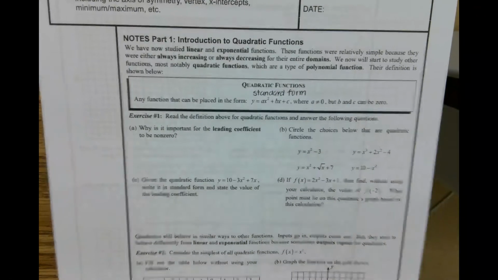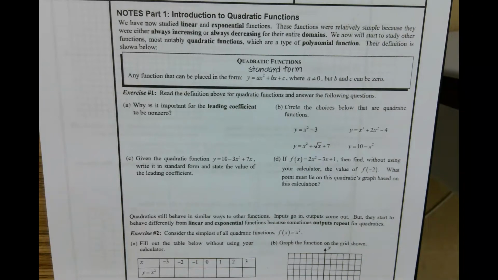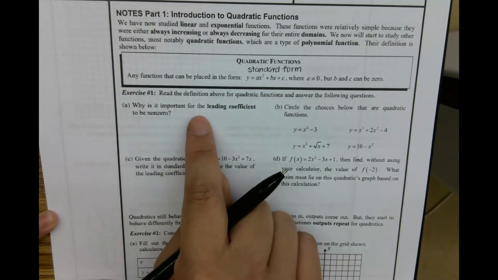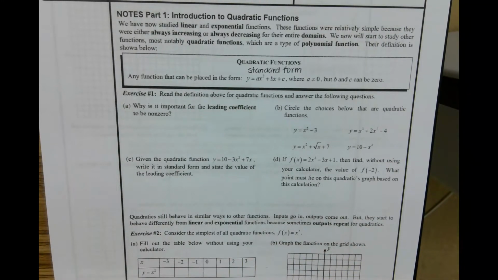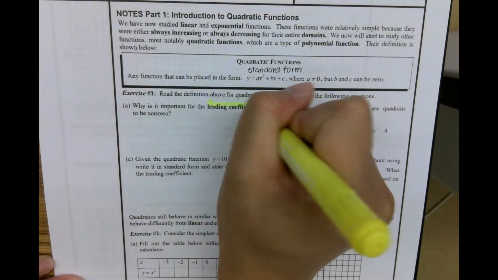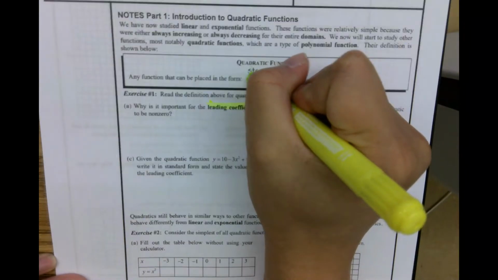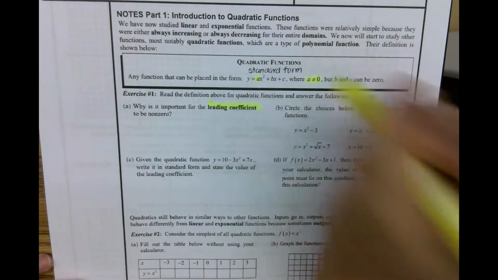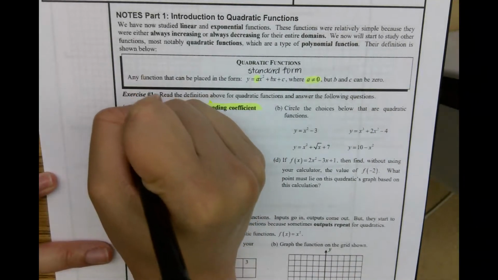So let's start thinking. Considering the definition for a quadratic function, we're going to answer these questions. Why is it important that this leading coefficient is non-zero? The leading coefficient is our coefficient for our highest degree. So here it's represented by a, and the definition is that a could not be 0. So why is it important that a cannot be 0? The reason why is this.